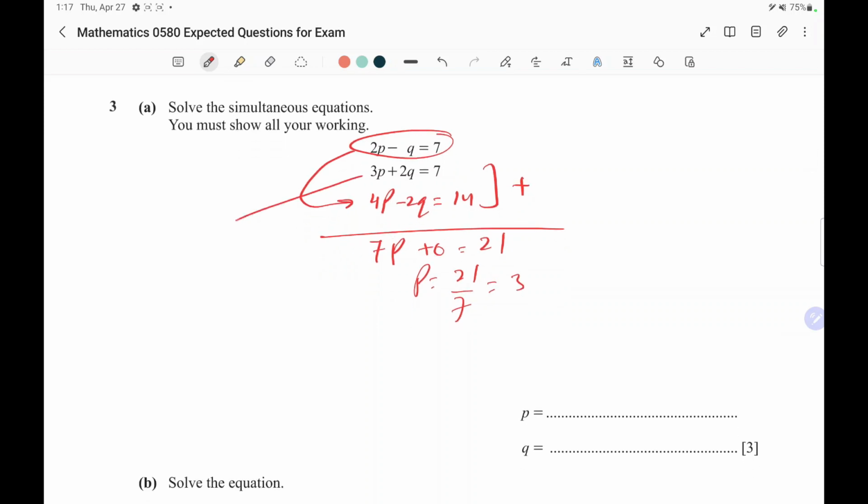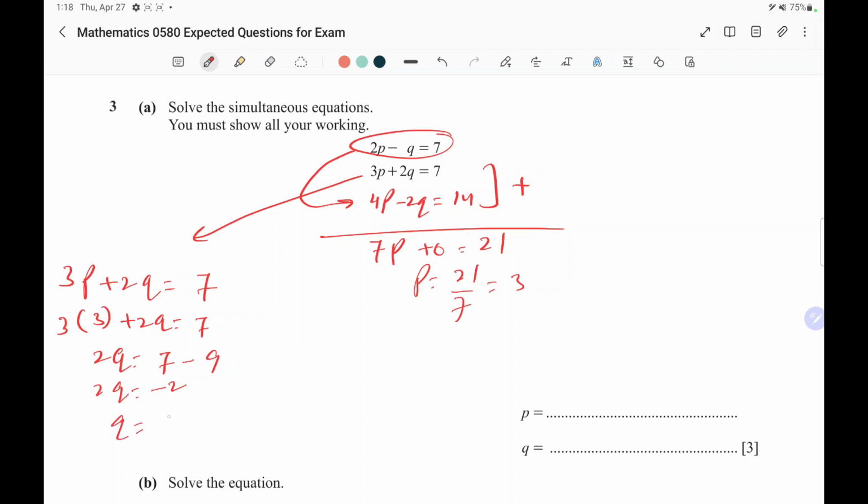Now we can use this equation, for example. You can use one of them. So that's 3p plus 2q equals 7. P already I have 3. So 3 times 3 plus 2q equals 7. 2q equals 7 minus 9. 3 times 3, 9, that's why I took 9 to the right side. So 2q equals minus 2. Q equals minus 2 over 2, minus 1. So P is 3 and Q is minus 1.